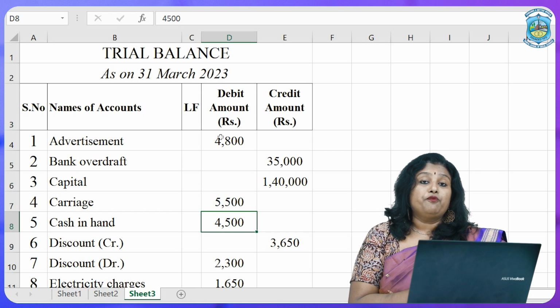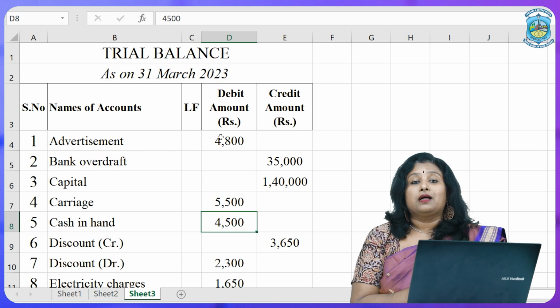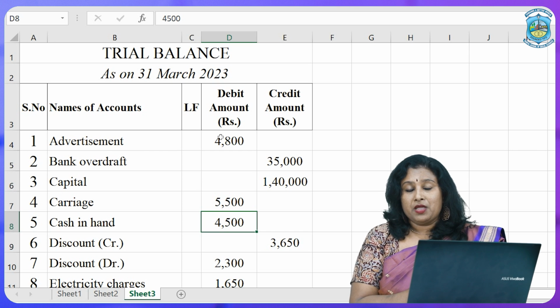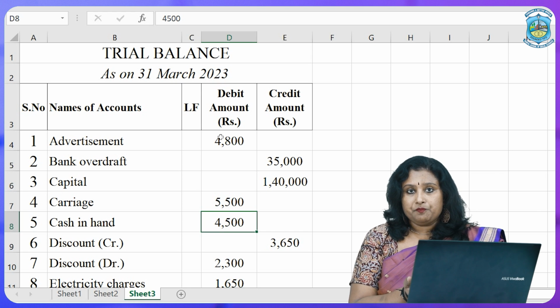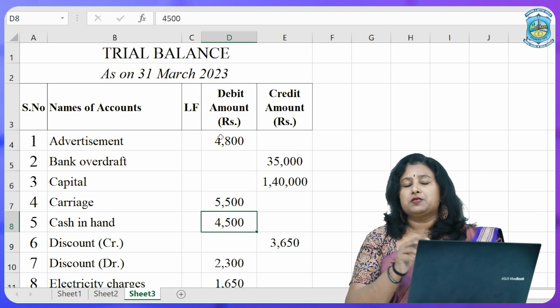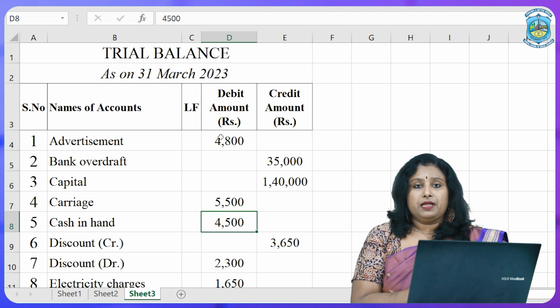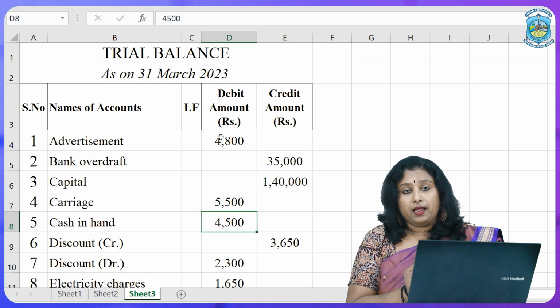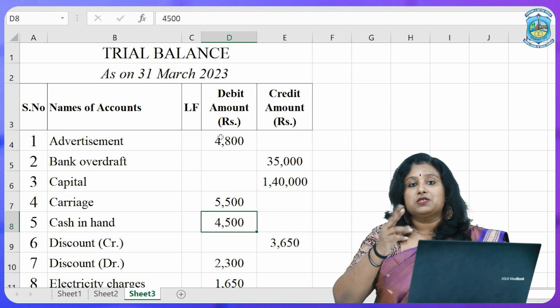Same goes with error of principles. Now, error of principles occur because of lack of knowledge of accounting rules or principles, right. Like treating a revenue expenditure as a capital expenditure, or maybe reverse, treating a capital expenditure as a revenue expenditure. In such a case, one account will be debited and another account will be credited, but you can never trace the error. Right, the names of accounts can be switched.